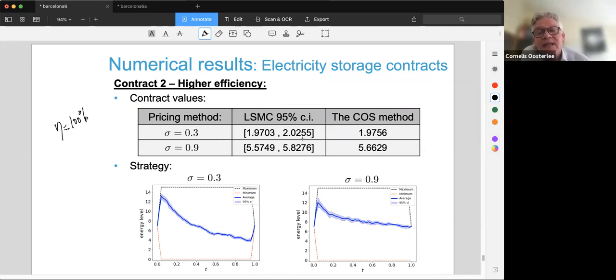And then we see that our contract has some value. For the low volatility, it has some value, and for the higher volatility, it has some more value. I also wanted to say, we also do a Monte Carlo simulation, which is also possible with a 95% confidence interval. And our values with the cost method are indeed within the confidence interval. So this gives some confidence, and there's even more confidence in the quality of the solution method in the paper.